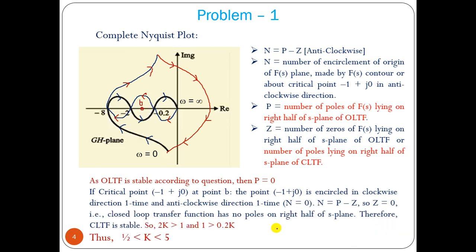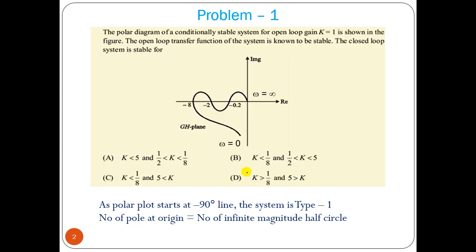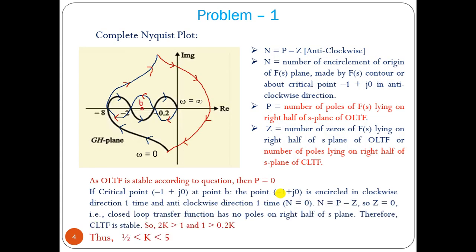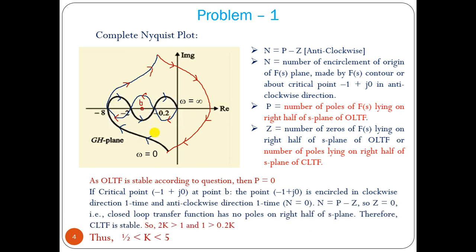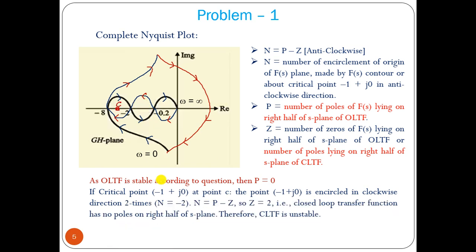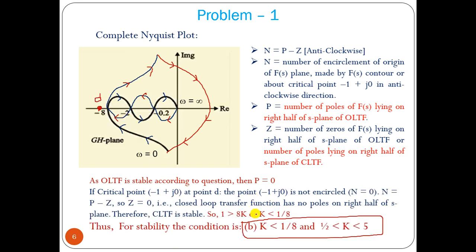K less than 1 by 8 and k greater than half, less than 0.5 for stability condition. At point A, when this critical point at point A, system is unstable. When critical point at B, system becomes stable, and this is the condition for stability. Point C, system becomes unstable. At point D, system becomes stable, and this is the condition. So, total condition is, we can write the whole, total condition range of k.